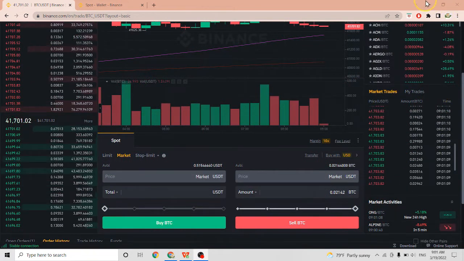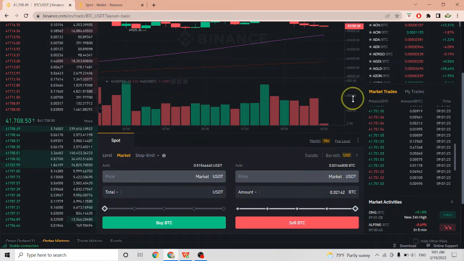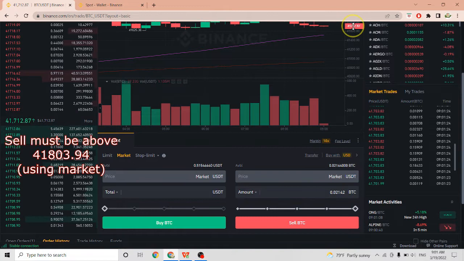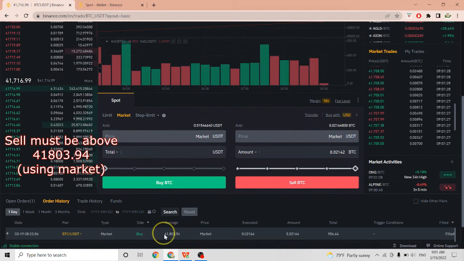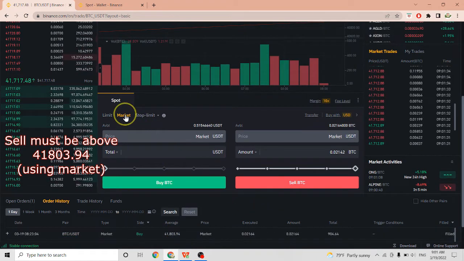Okay, so now I want to sell it by using also market. Okay, I remember it must be above 41,800 because we bought it at 41,800, but I don't want to wait. I want to show you how to use market in Binance.